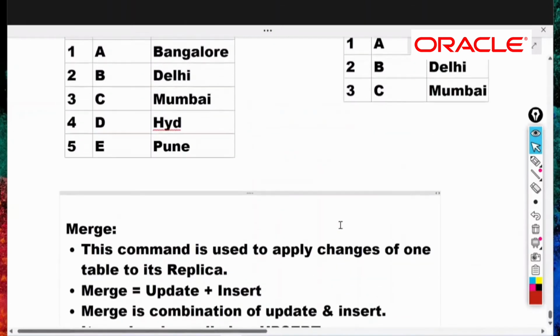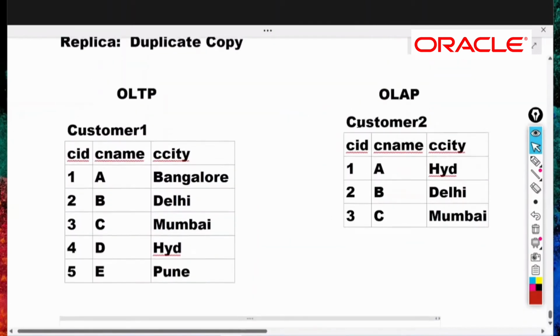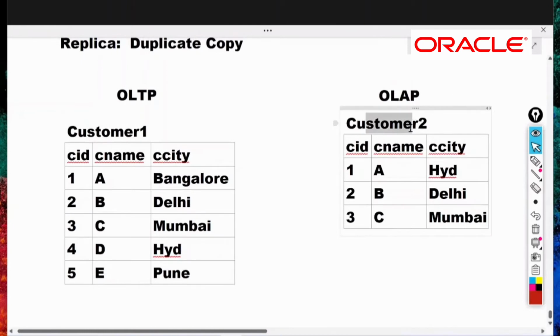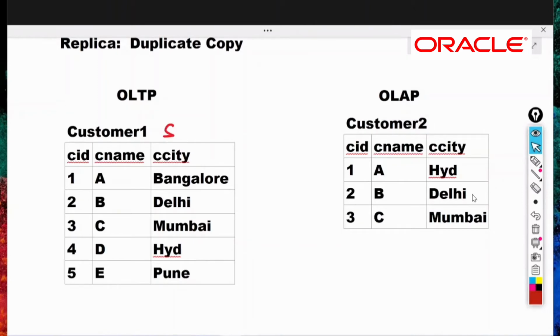In which table do we want to merge in this example? Customer 2. In the customer 2 table we want to merge, by using which table? Customer 1. So customer 1 I'm calling the source table, and customer 2 the target table. For the source table I want to give alias name S, and for the target table alias name T.